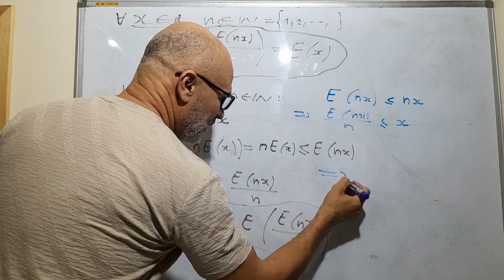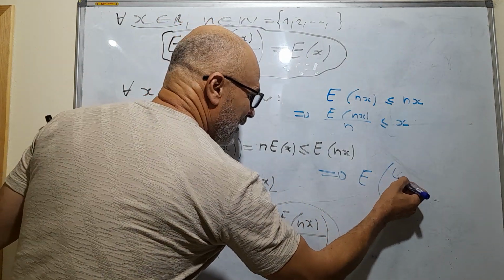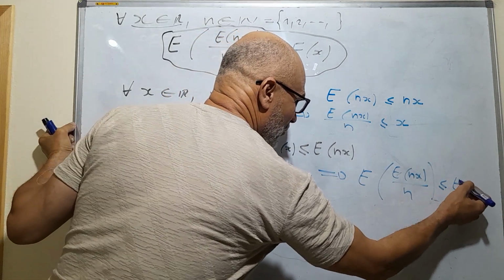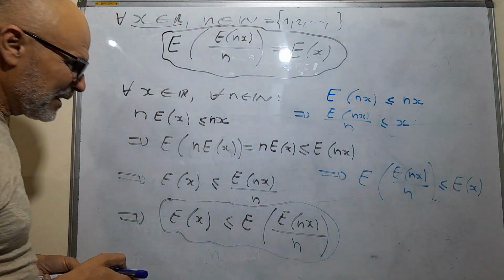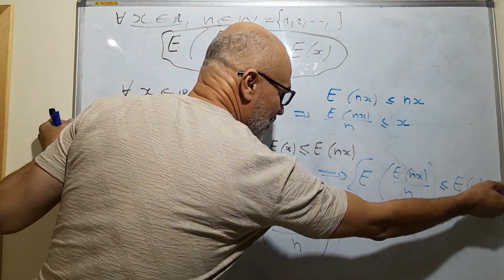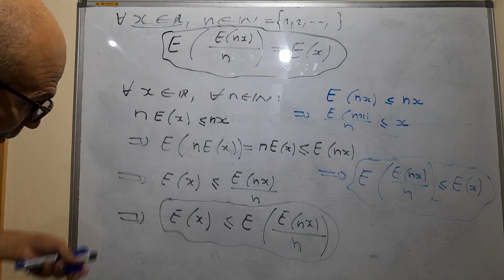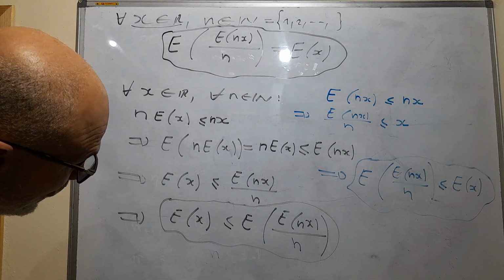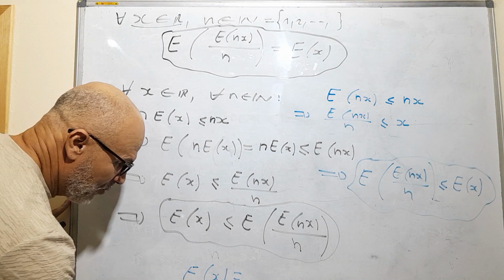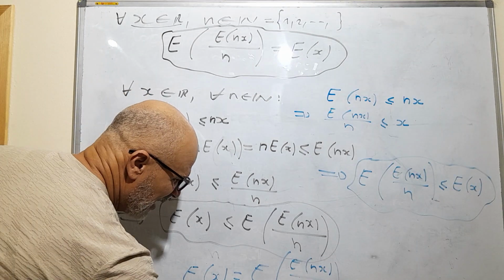And so the integer part of nx over n is less than or equal to the integer part of x. So, taking into account this inequality and the previous one, if we put them together, we get that the integer part of x is equal to the integer part of nx over n. This ends the short exercise.